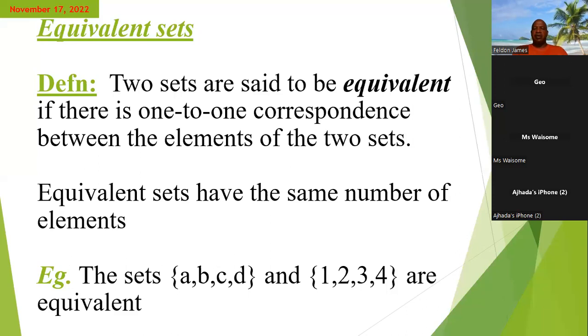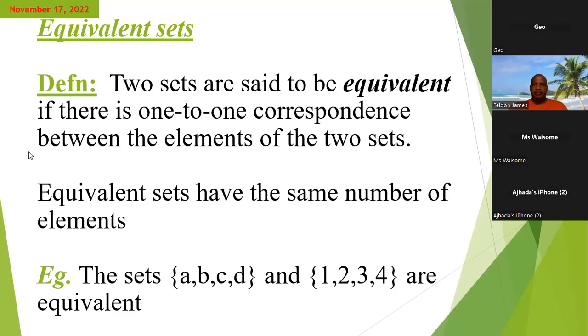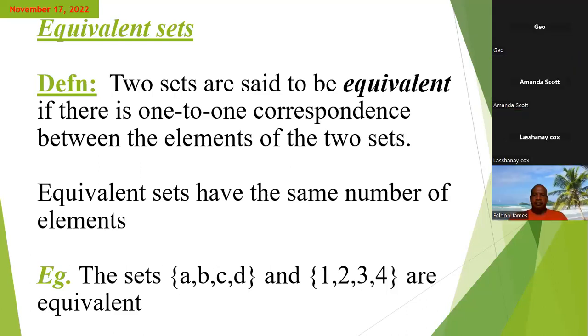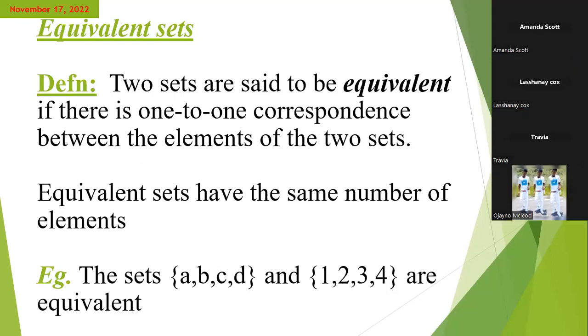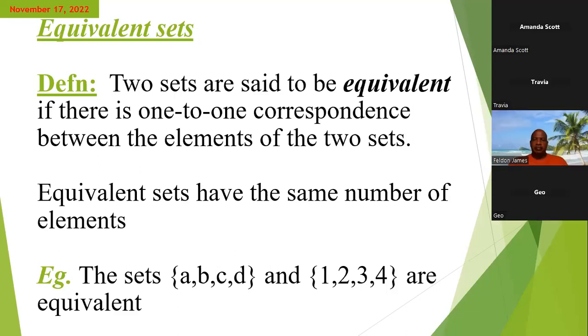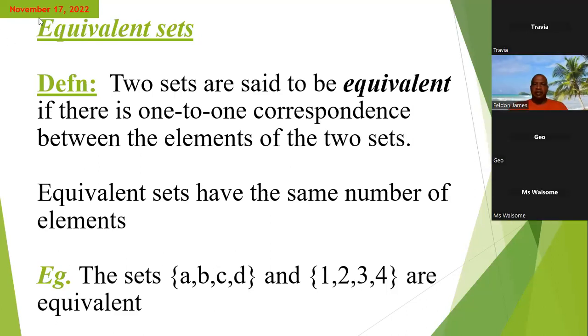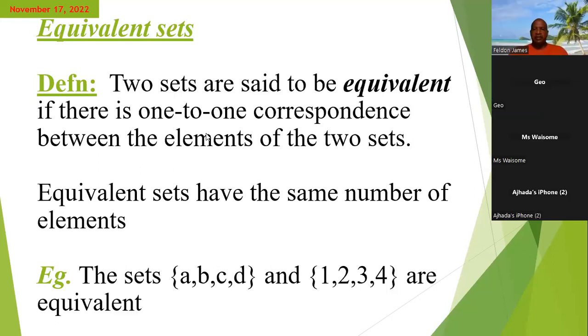So equivalent sets only need to have the same number of elements. The members are not necessarily going to be the same. Is that clear, guys? Let me see your hands. All right. So I'm just seeing a few persons, but I hope that for the majority, that few persons speak for the majority. All right, moving along.